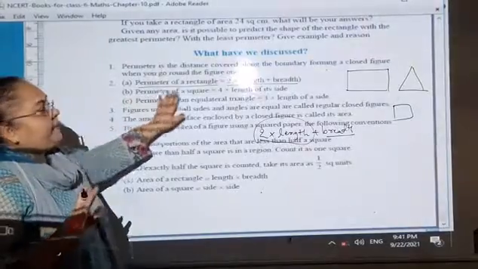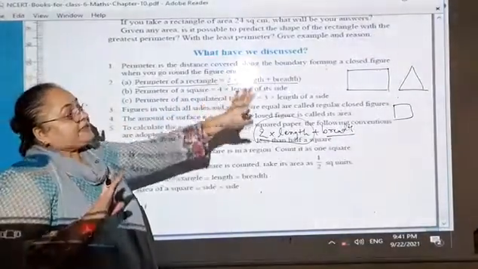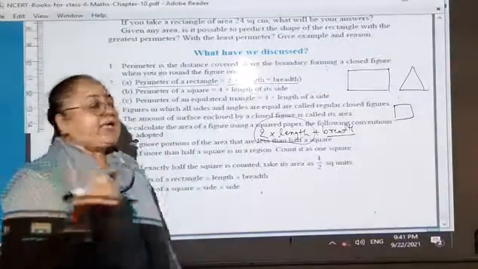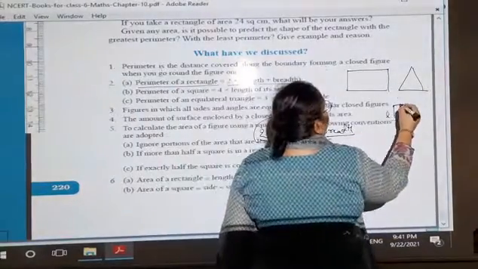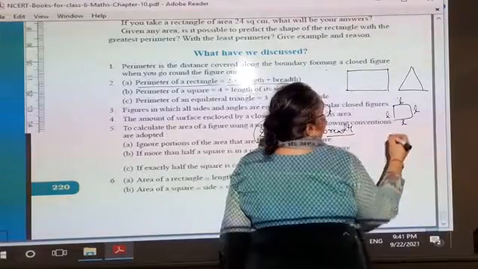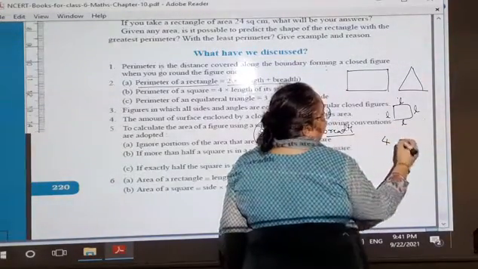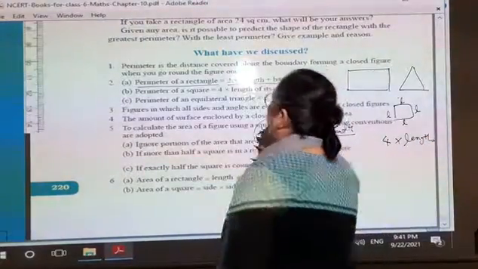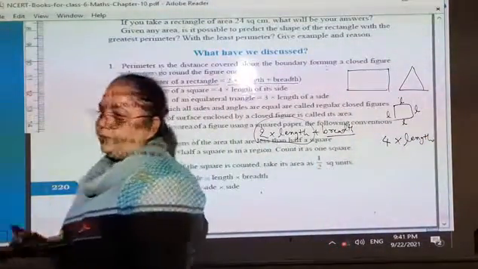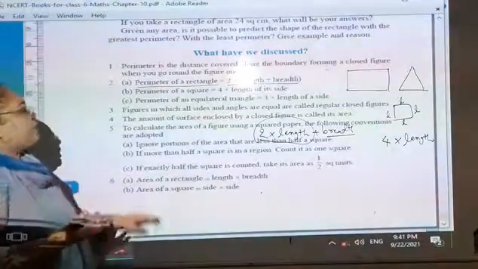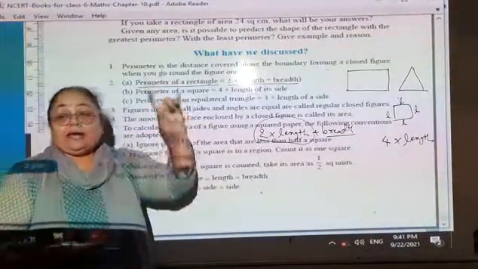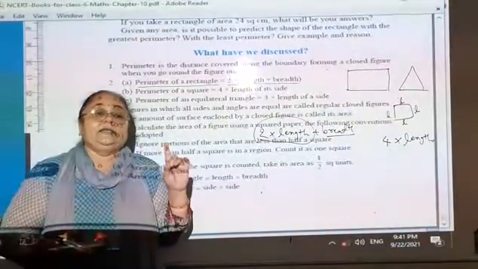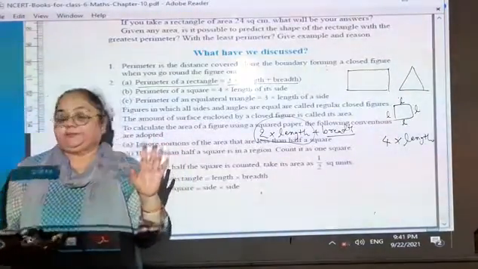Okay, let's go. Then the perimeter of a square: all sides are equal. So 4 multiplied by the length of a side. How does it come? Length plus length plus length plus length, 4 times. That's why 4 multiplied by length, or 4 multiplied by side length. Got it? Then perimeter of an equilateral triangle. How many types of triangles are there? 3.